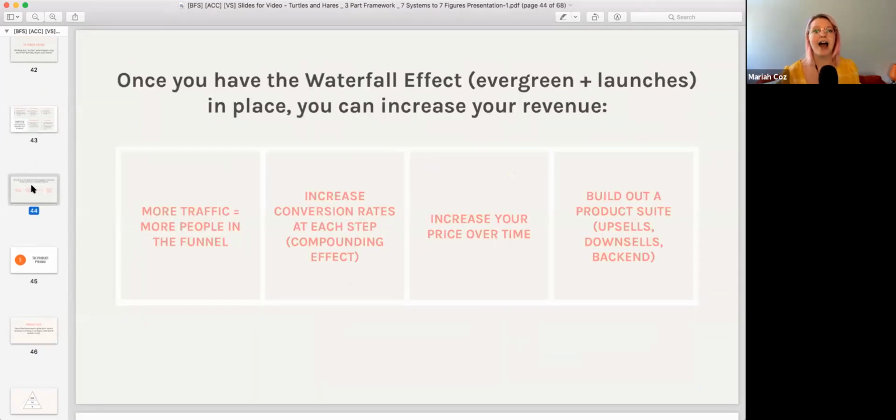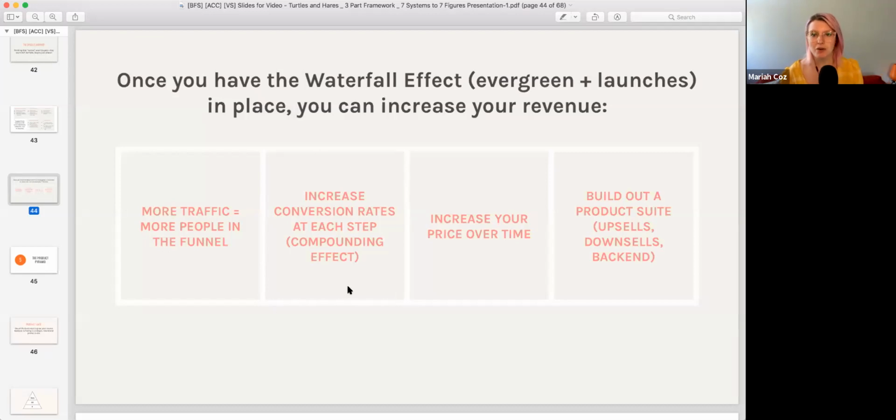So once you have the waterfall effect in place, you have your evergreen funnel and your launches working together, right? Then there's other ways that you can go in and increase your revenue from there. So the first thing you can do is increase your traffic, right? One thing you could do is try to get more people into the funnel, more traffic. The other thing you can do is increase your conversion rates at each step of your funnel. And this creates a compounding effect.